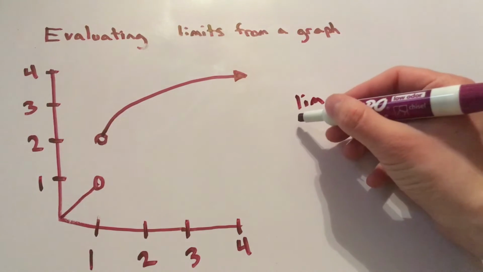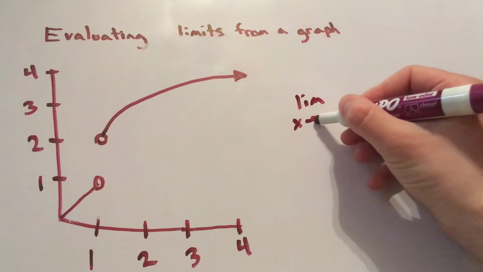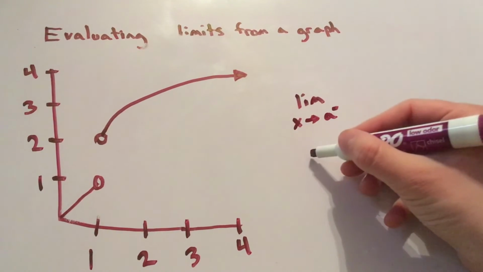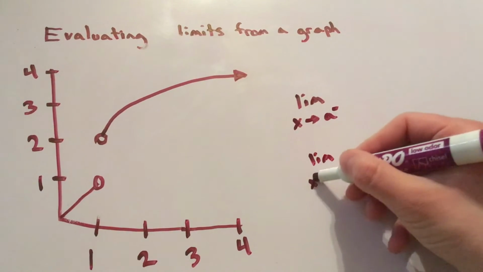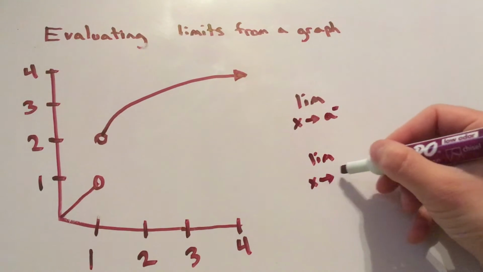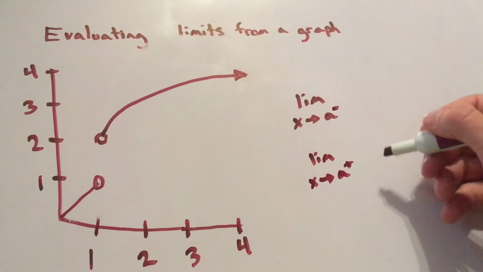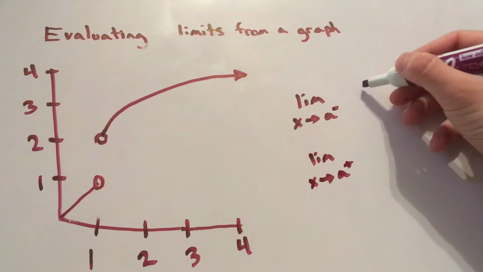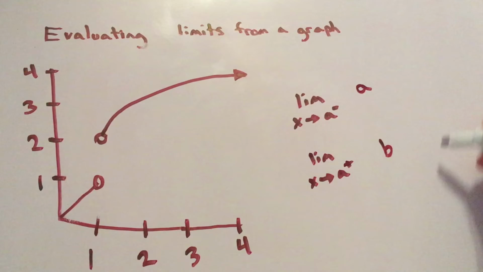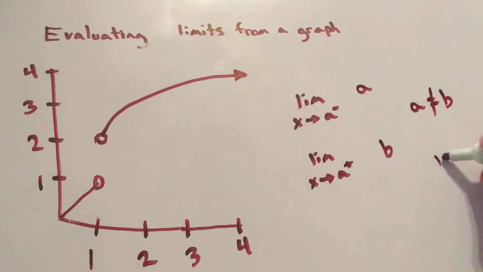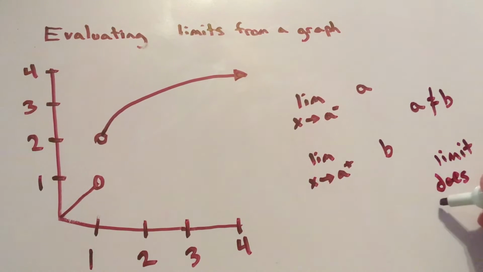So if the limit as x approaches a number, we'll call that a, from the left side, and the limit as x approaches a from the positive side are not equal, then the limit does not exist.